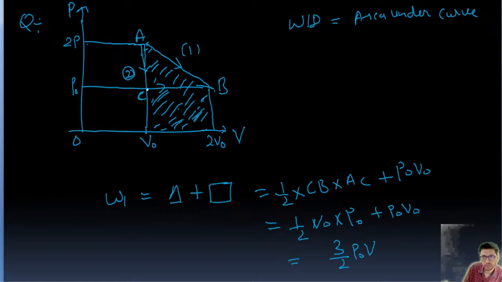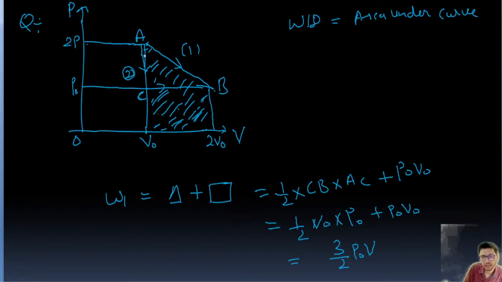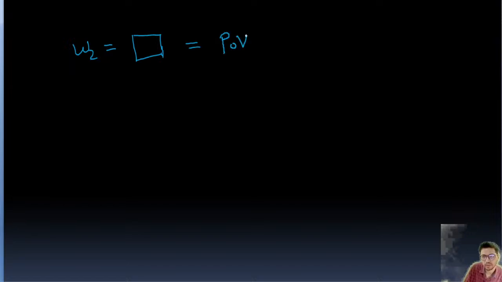Now this will go from C to B. C to B, so area under curve is going to be the rectangle, right? Area of rectangle. So W2 is the area of rectangle. From A to C there is no work done because no area is covered, and from C to B there is an area covered, that is by this rectangle, length into width. So this is V naught into P naught, which is P naught V naught.